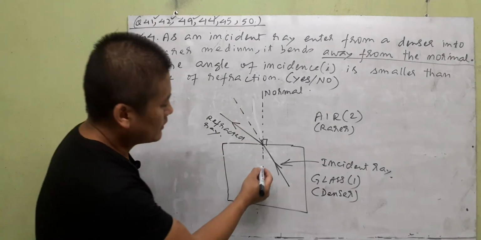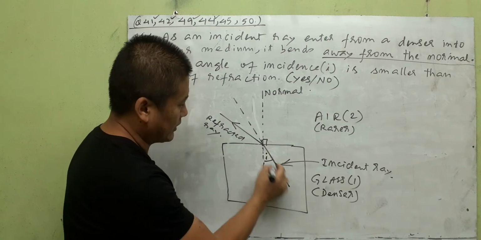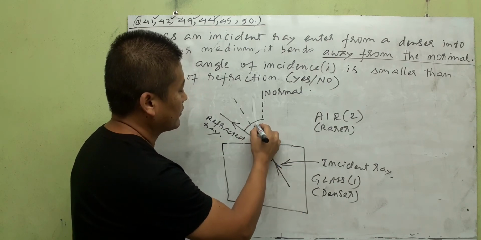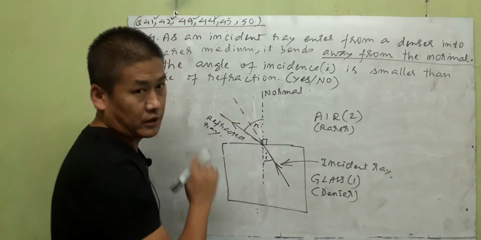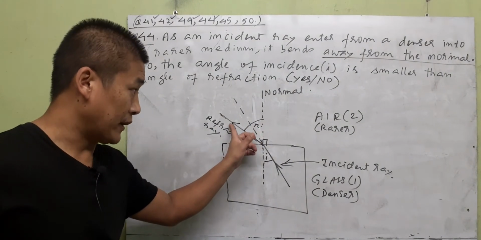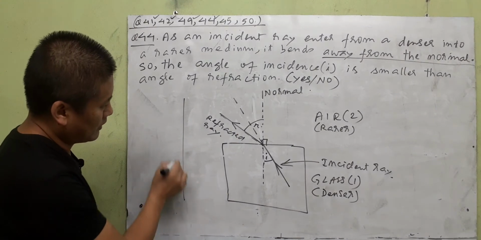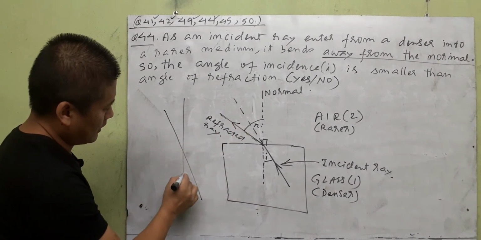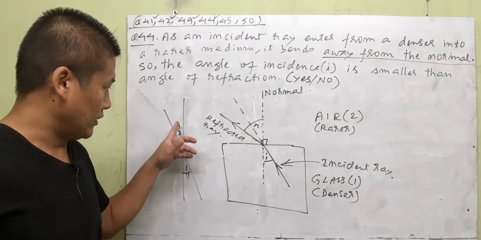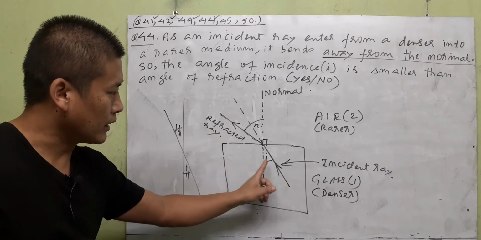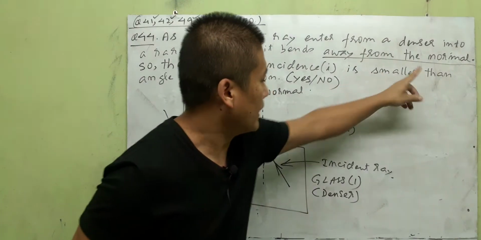Because of that, this is called the angle of incidence, the angle between the normal and the incident ray, and this is called the angle of refraction, the angle between the refracted ray and the normal. Because the refracted ray bends away from the normal, if it did not bend away, then with a straight line like this, incidence and refraction would be equal, because they are vertically opposite angles. But because it bends away from the normal, the angle of incidence will be smaller than the angle of refraction.